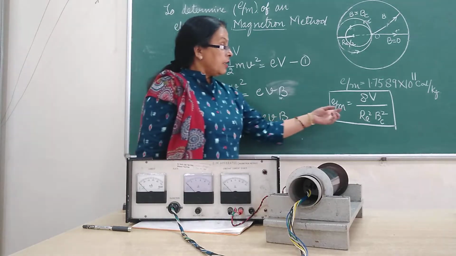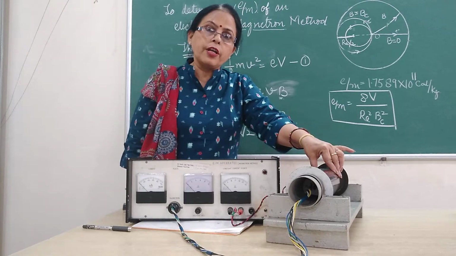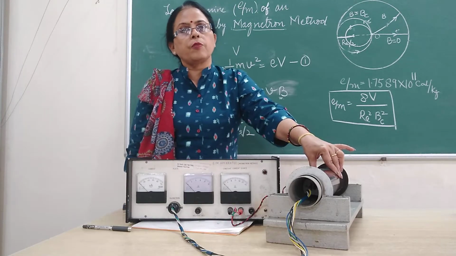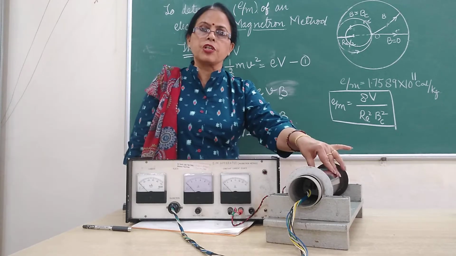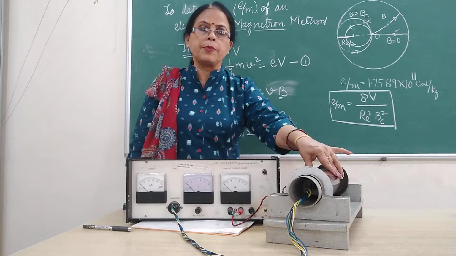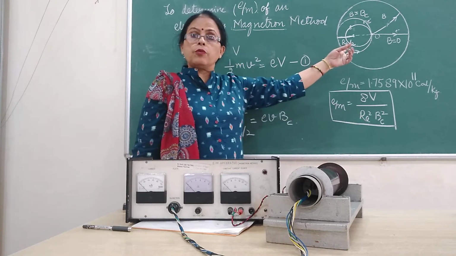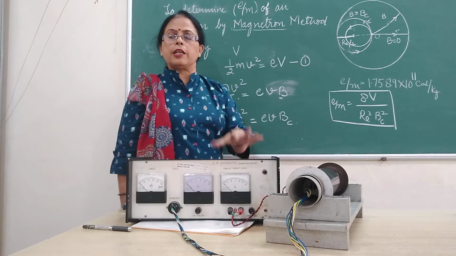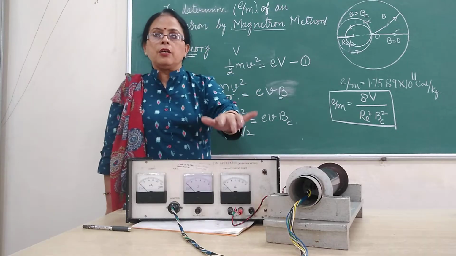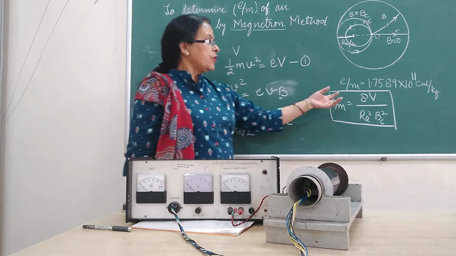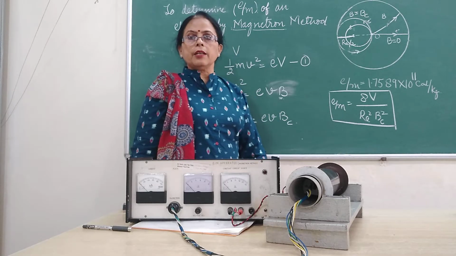Fine. Here BC is the magnetic field created by this solenoid, which we will calculate by using the formula of the solenoid magnetic field at the center, or at any position inside the solenoid. And RA is the radius of the anode. That is a constant for this experiment, and it will be given to you. And then whatever voltage we apply here, we can note down. So we know all the things, and then we can calculate e by m.